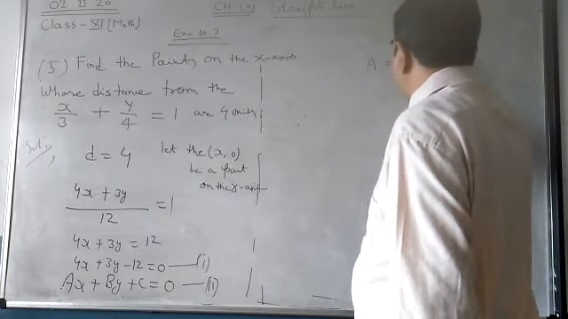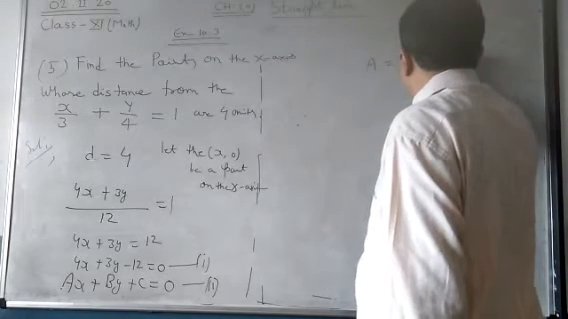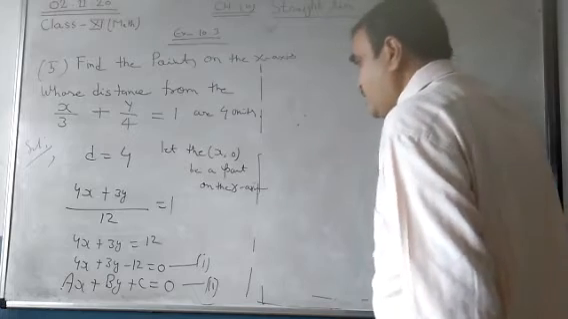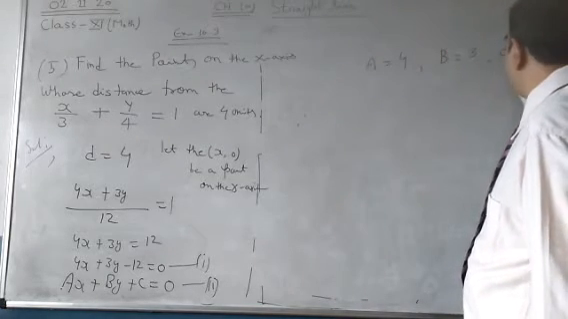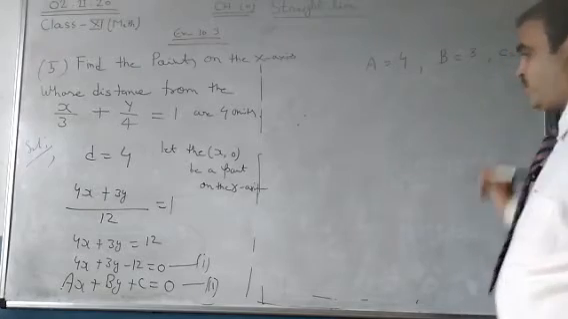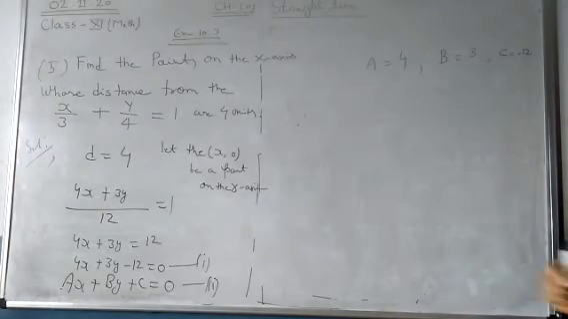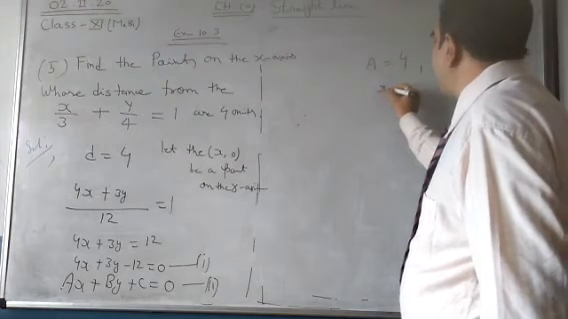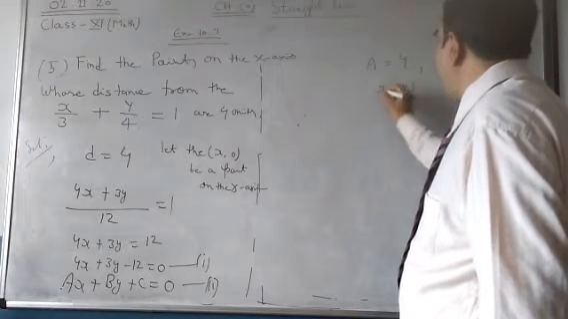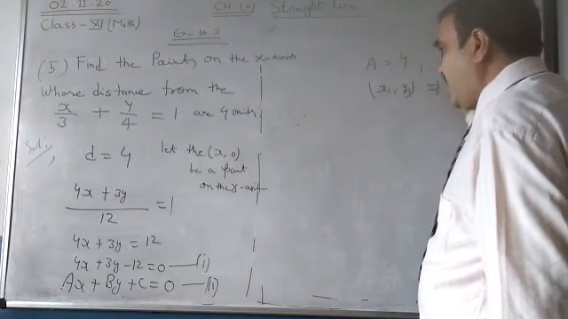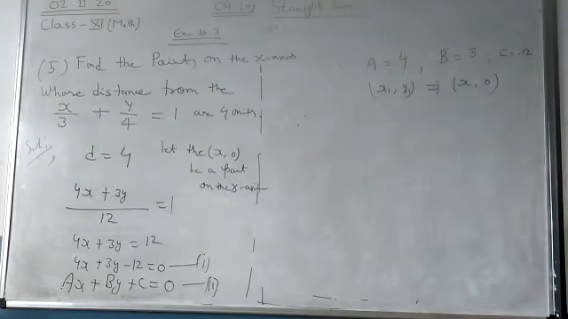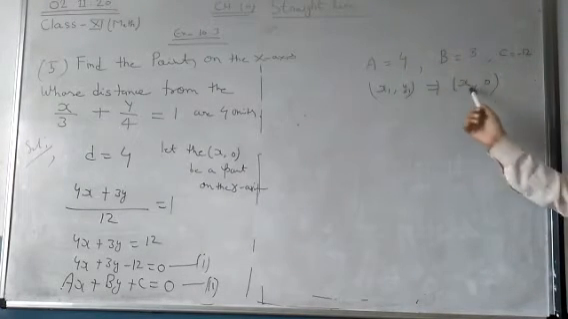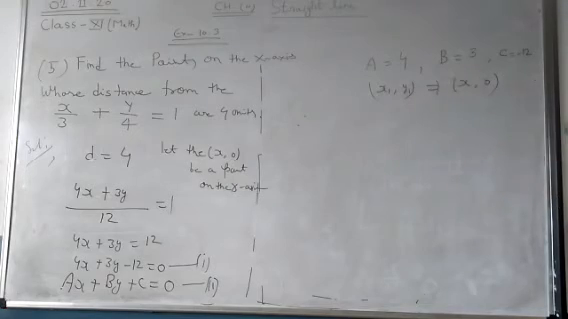A equals 4, b equals 3 and c equals minus 12. And the given point x1, y1 be x comma 0. Let x comma 0 be a point. It means x1 equals x and y1 equals 0.